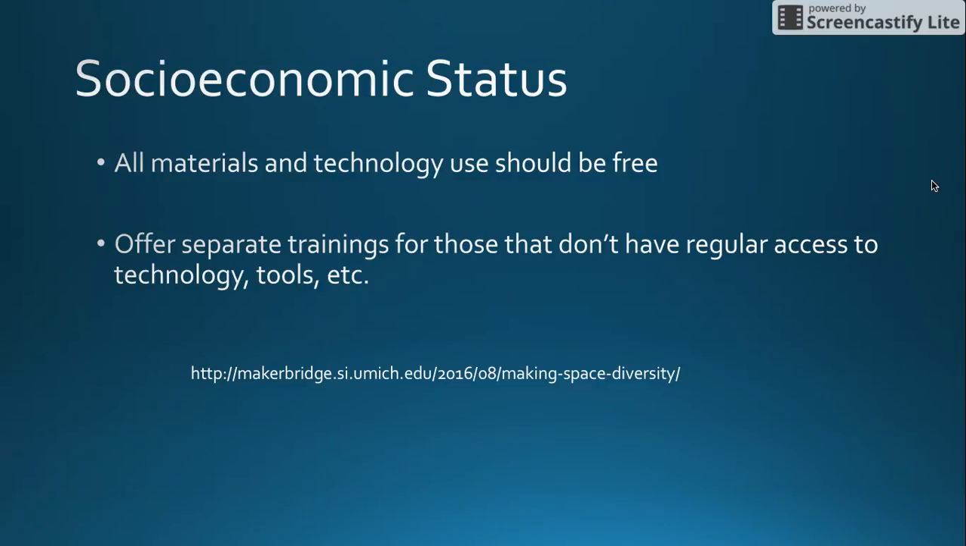And the next area is in socioeconomic status. And in this area, you should try to make, especially at a public school, all materials and technology use free. You should offer separate trainings for those that don't have regular access to technology, tools, etc. So if people don't have their own computers and need extra training before they do something in that area, you should have access for that and whatever else.